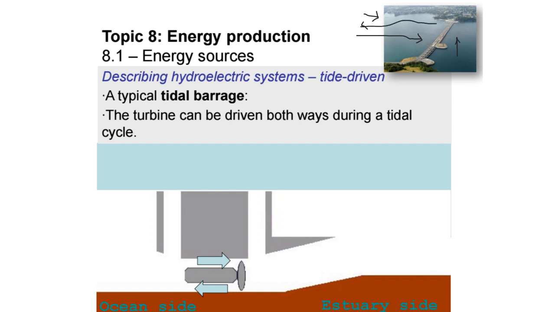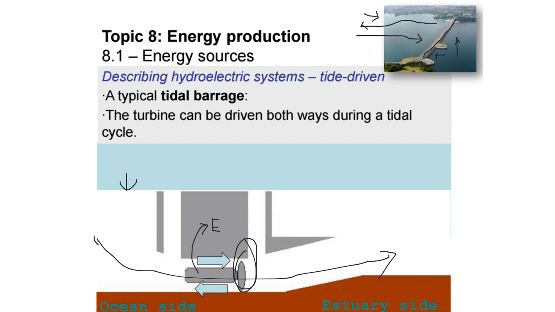What you have here is a large barrier which allows the water to go through it, but underneath there are loads of little turbines. If we look in the bottom picture here, as the tide comes in, the water comes in here and it spins the turbines. And what do we get when we spin a turbine? We get a generator producing electricity. And then the tide comes out and moves this way, and that turns the turbines again.